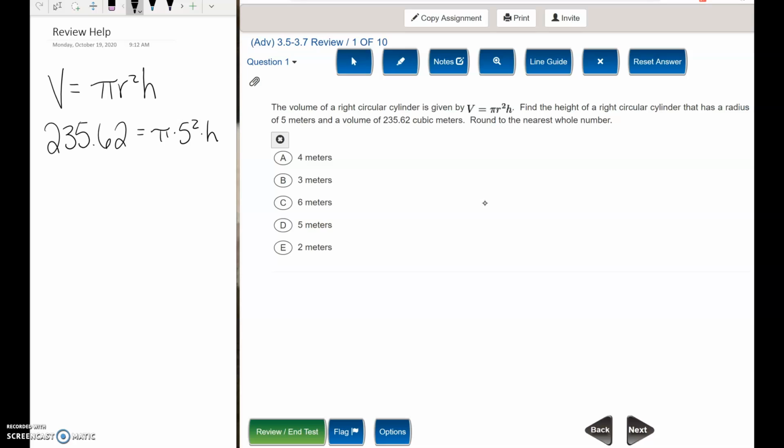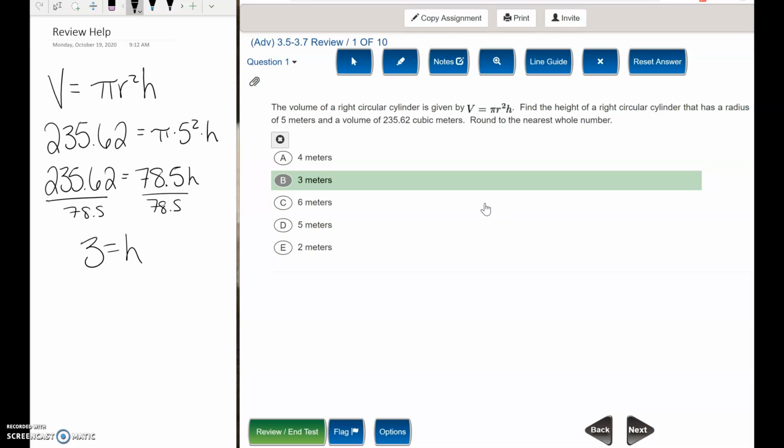The only thing that you really need to remember here is that you have to square the 5 before you multiply by pi. So in my calculator, I'll do 5 squared, which is 25, times pi, and you can use 3.14 if you want to. And I end up with 78.5 h. So then we do 235.62 divided by 78.5, and we get 3.001. I'd say that's pretty close to 3. So our answer is 3 meters. That's a multiple choice, so you just click the one that says 3 meters.